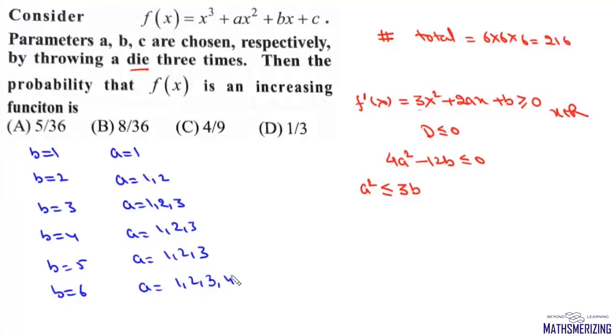So altogether we have these 16 cases, and in each case we can have 6 different values of c. So it will be 16 into 6. So this required probability will be 16 into 6 divided by 216. Now this is 4 by 9, and that's your option C.